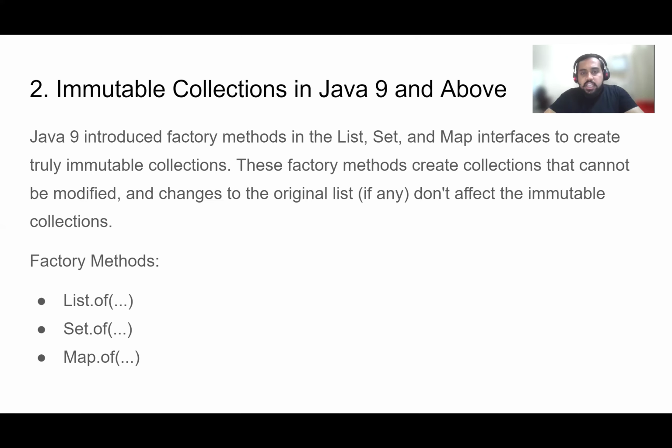These factory methods create a collection that can't be modified. We can't modify the immutable collection, and we also can't modify the original list, because at the time of defining the original list we created an immutable collection using these methods. So what factory methods will we see? For a list type of collection, it will be List.of, for set type, Set.of, and for map type, Map.of. Let's see them one by one.